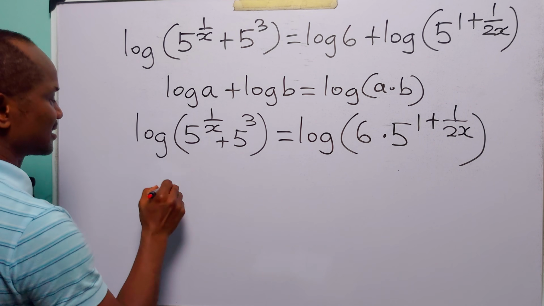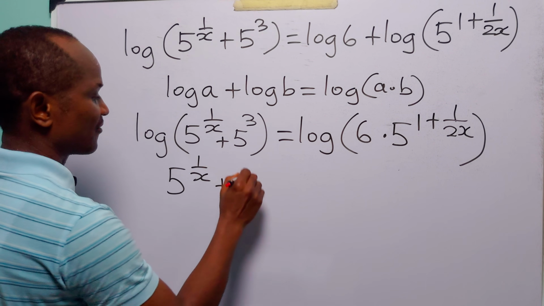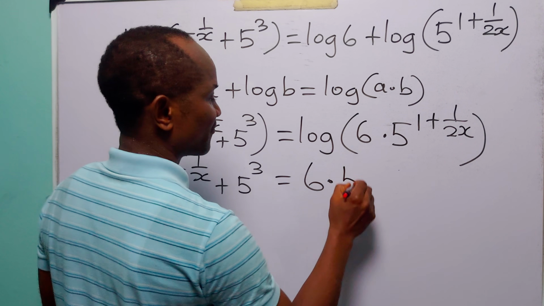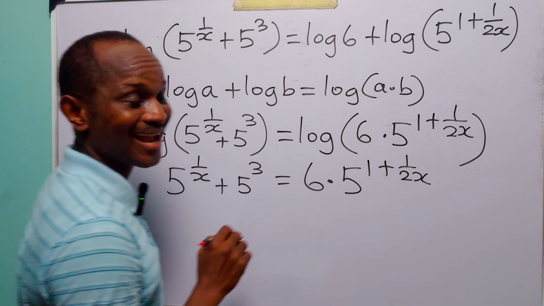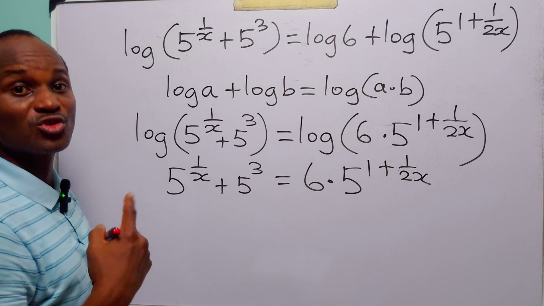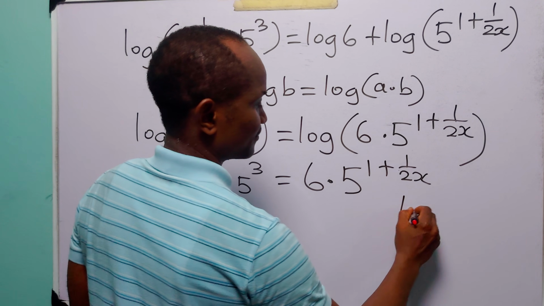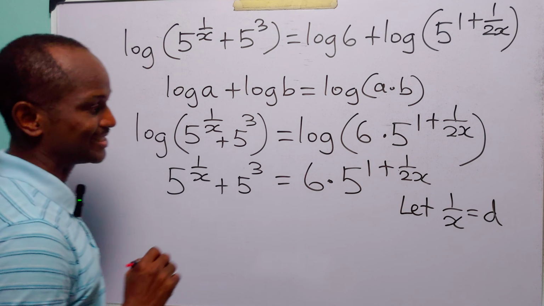That simply means that 5 to the power 1 over x plus 5 cubed is equal to 6 times 5 to the power 1 plus 1 over 2x. Now, before we go on to solve this equation, let us do a substitution. Let 1 over x be equal to the letter d.